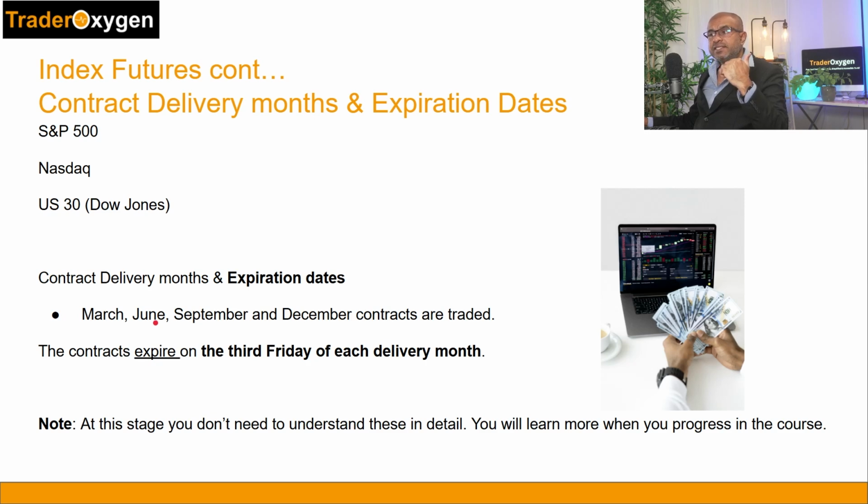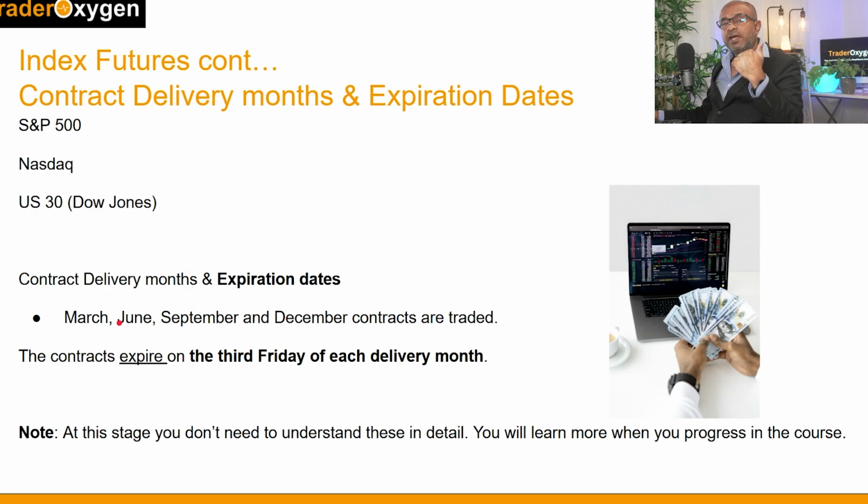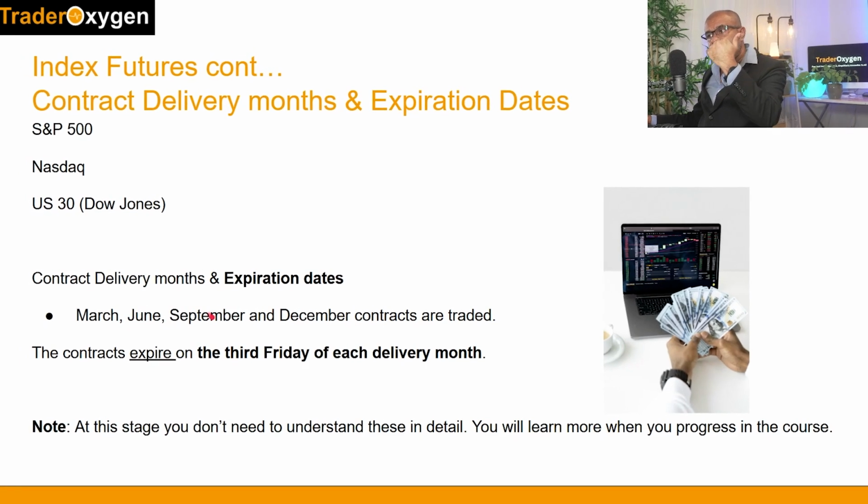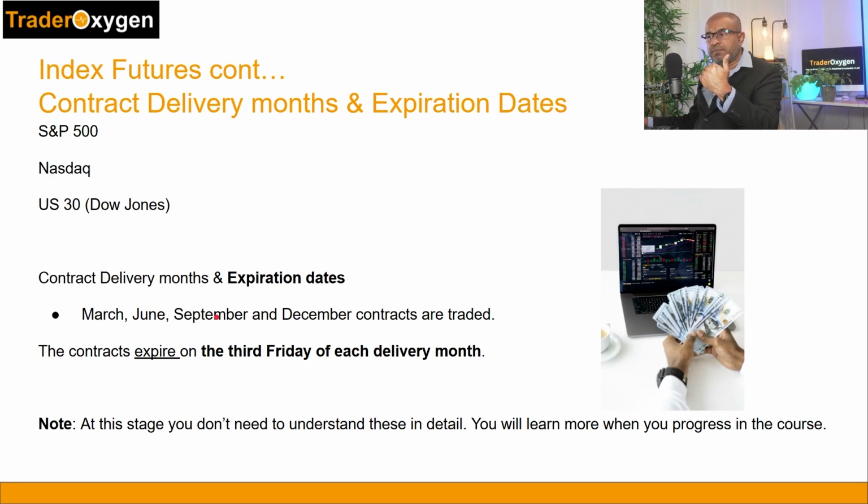So what that means is, say for example, if you are in April and if you want to trade these index futures, then the March contracts are expired. So your choice is to trade the June contract. So you will be trading the June contracts, let's say on April, May and June until the third Friday of June. And then you will roll over into the next contract, which is September. So this happens every year. At this stage, you don't need to understand these in detail. You will learn more when you progress in this course. Okay, let's look at index futures symbols now.